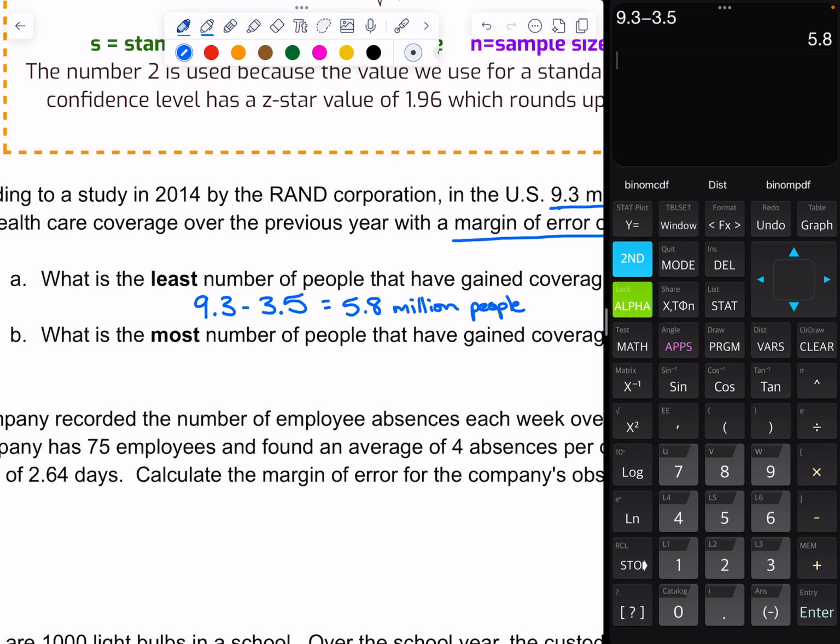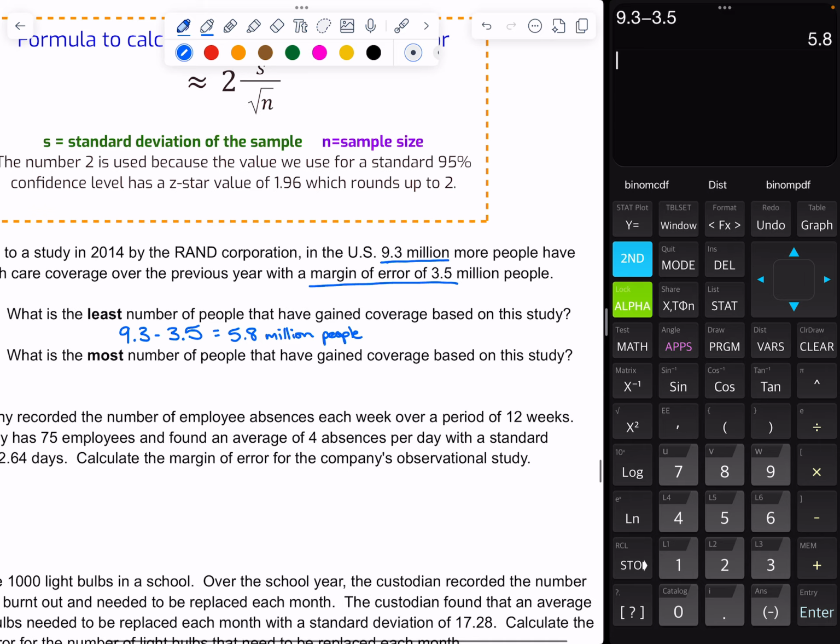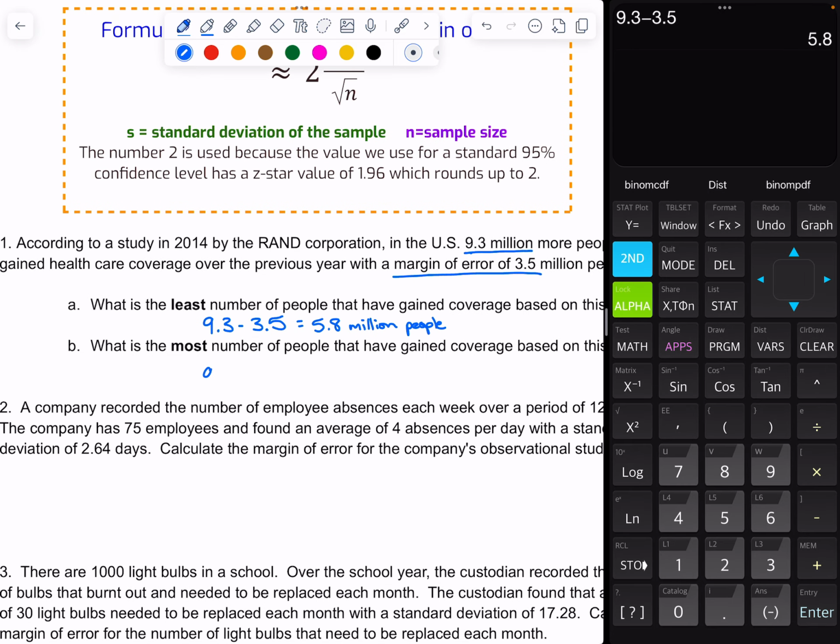And in Part B, it says, what is the most number of people that have gained coverage based on this study? So you take the 9.3 million that they found and you add the margin of error of 3.5. So I'm just going to type that in. 9.3 plus 3.5 gives me 12.8 million people. And that would be all I would need to do to answer that question.